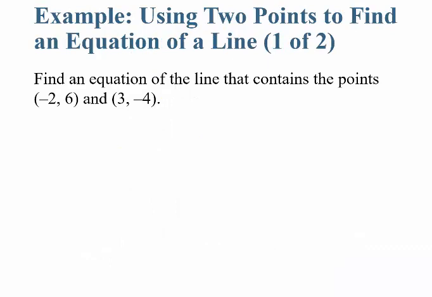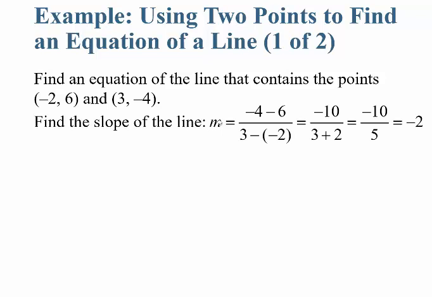All right, so let's find the equation of a line that contains these 2 points, negative 2 comma 6 and 3 comma negative 4. All right, remember what I said. I said you need to know the slope of the line and any point. Well, here I'm just giving you 2 points. I'm not telling you what the slope is. Well, it turns out that you can find the slope from any 2 points on the line.